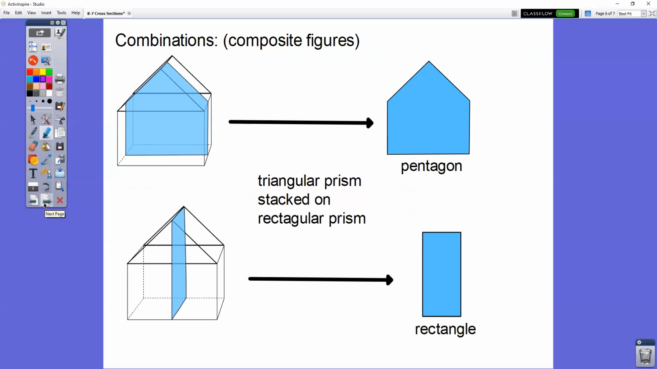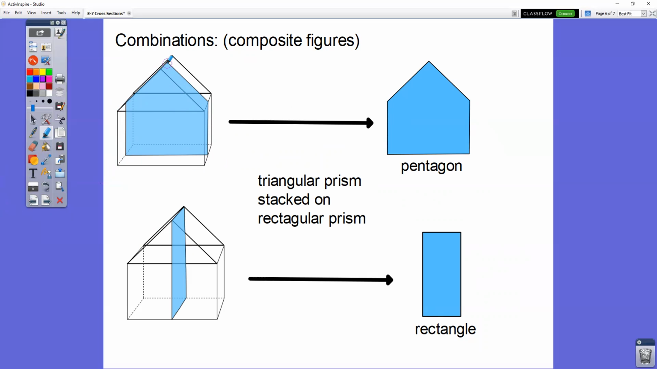The last shape is combinations. We did volume combinations of composite figures, but now we're talking about slices. So think of this shape as like a house. Remember that a five-sided shape is really called a pentagon. So in this one, we have a triangular prism on top of a rectangular prism.